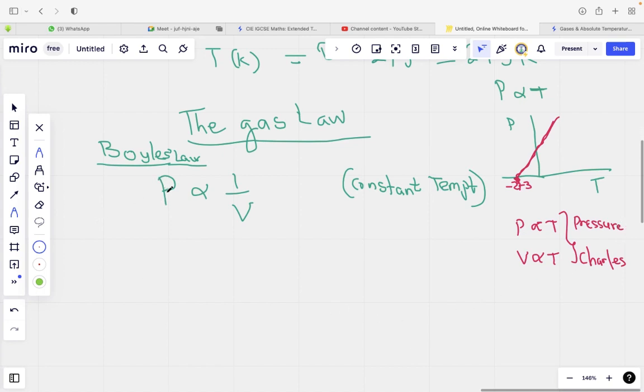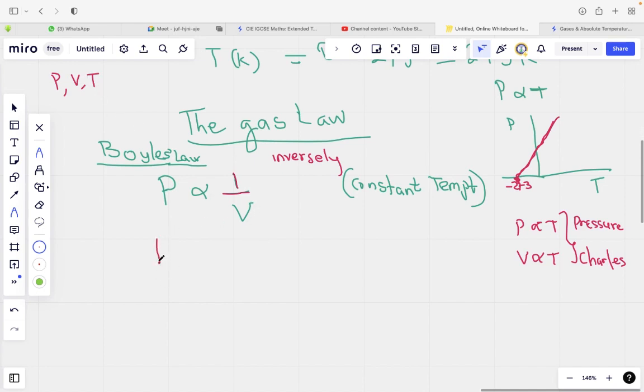You can see there are three parameters, P, V, T. For the pressure law, pressure varies directly as the temperature, and the volume will be constant. For Charles law, it is volume that varies directly as the temperature, and the pressure will be constant. But for Boyle's law, the pressure varies inversely, not directly. When they say inverse variation, they mean one all over. So when the pressure varies inversely as the volume, the temperature, the third parameter, will be constant.